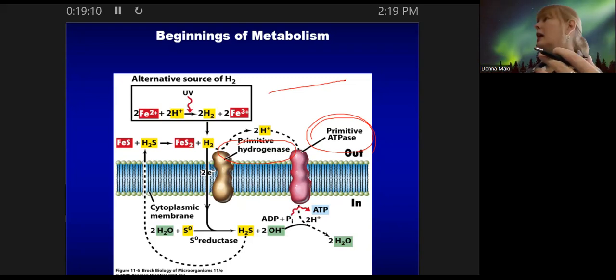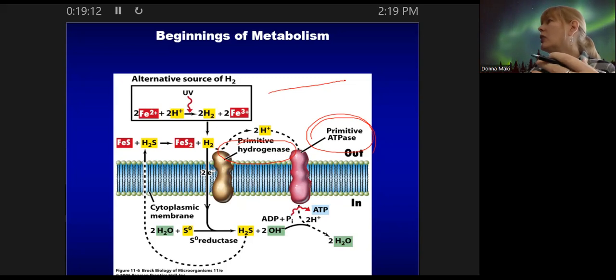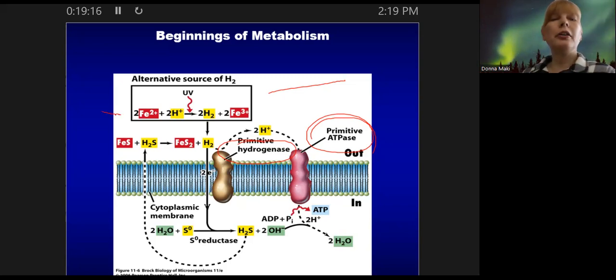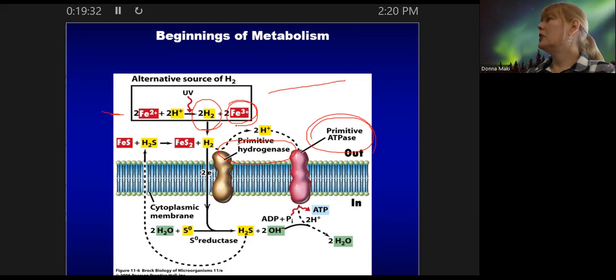floating around, you can spontaneously, with the help of ultraviolet light, get this reaction occurring where the iron and the protons react. So Fe2+ plus H+, and you end up with hydrogen gas, H2, and then the leftover ferric form of iron. But it's the hydrogen gas that we want to zoom in on here. So that's a good thing because now look what's happening.